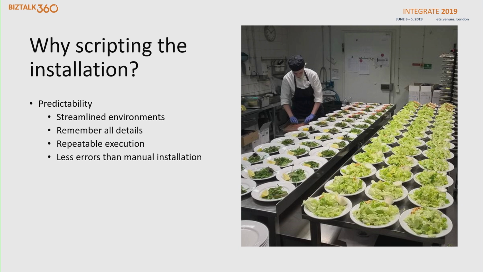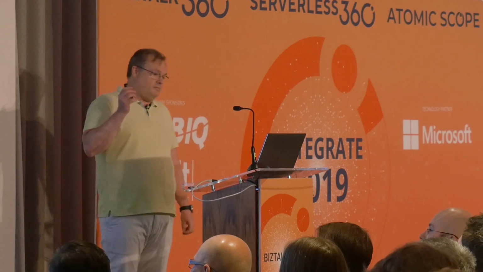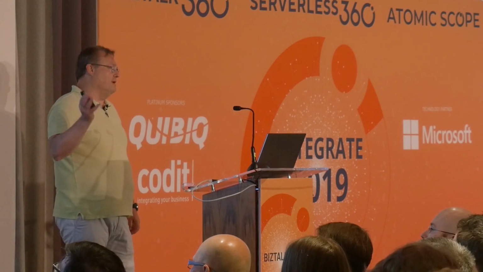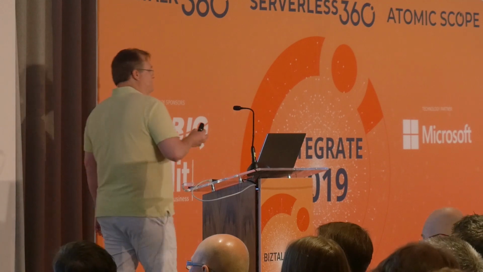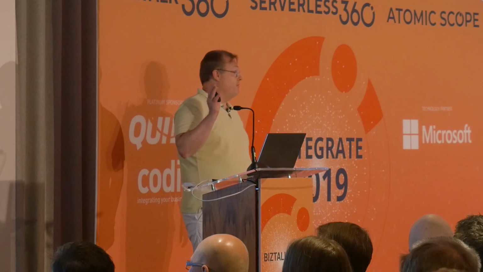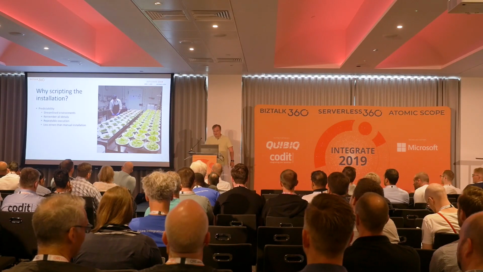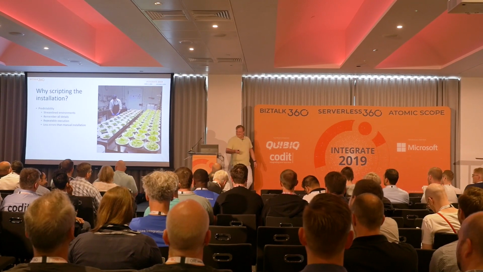We want streamlined installation. So if we have a test environment, QA, prod, we want them to be the same. So we have the same features, so we have the same behavior, and we can repeat it over and over again. When you do manual installation, at least when I do them, I tend to make errors. Anyone with me? Yeah? Okay, a couple. A lot of perfect people here.